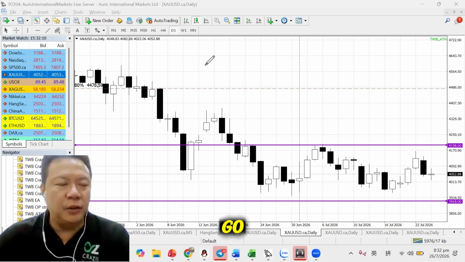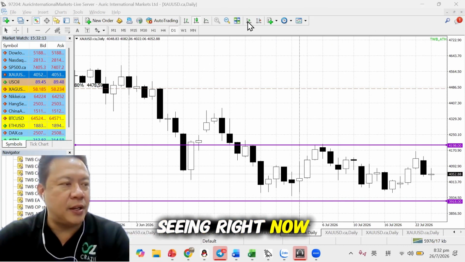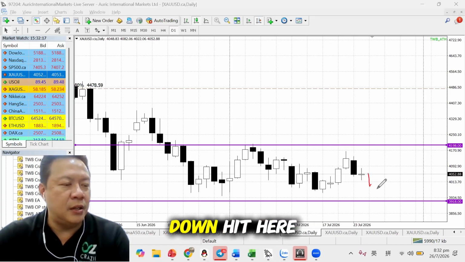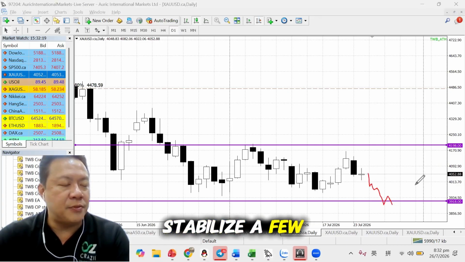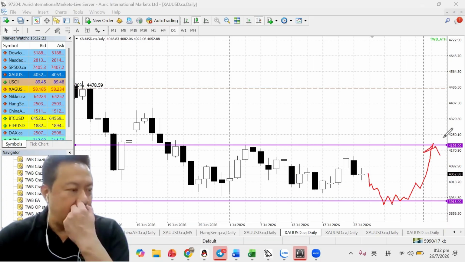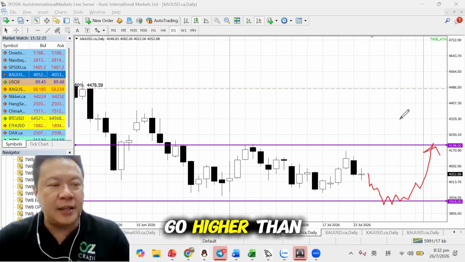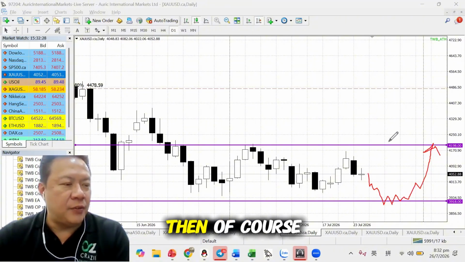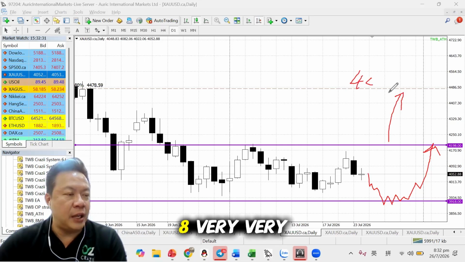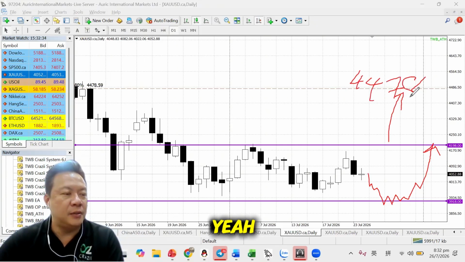And how high will it go? Based on what I'm seeing right now, it should be the same thing. That means gold comes down, hits here, stabilizes a few days, and then maybe next month tries again. And of course, if we can go higher than 4198, then the next number can be as high as 4478. Very nice number.